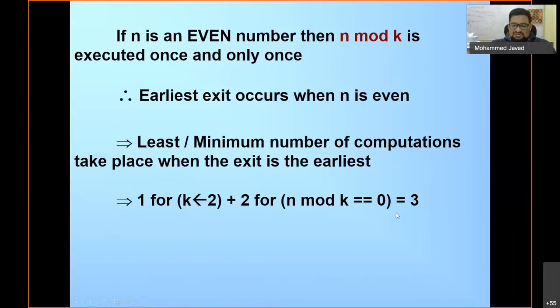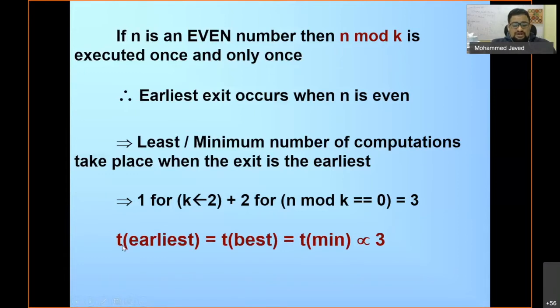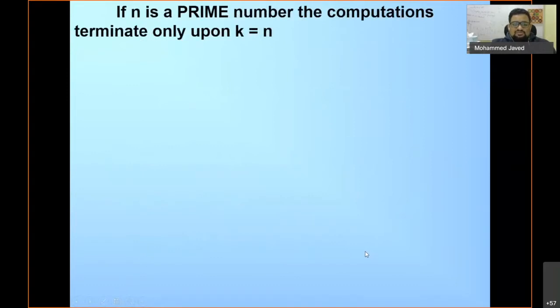3 is a constant. This is the time complexity notation. I'm taking a function T, so T of earliest is equal to T of best is equal to T of minimum, which is proportional to 3. That means the minimum execution time for this algorithm is proportional to 3. What is 3? 3 is a constant number. We will see pictorially how this constant plays an important role in the design of algorithms. Now let us move further.